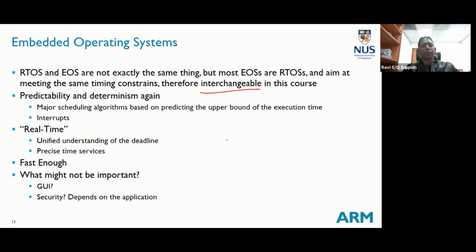Again, all of these factors are, as I said before, it must be predictable, it must be real time, it must be fast enough. In terms of embedded OS, other factors may or may not be important. Some may have a GUI, some may not. Some may need security, some may not. So it all depends on the application.